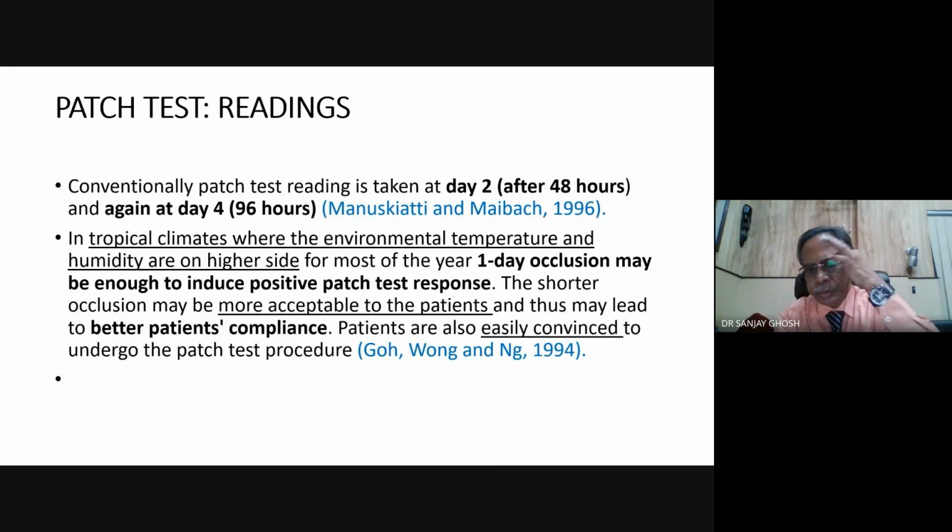So Dr. Go has done good work and is a very good friend of mine. We have a lot of personal communication. Dr. Go has developed, for Asian countries, 1-day occlusion. After that, we are following this sometimes in summer months. After 1 day, the patient is much more compliant, the patient finds it acceptable. And after that, again, you can take the reading at 3 days.